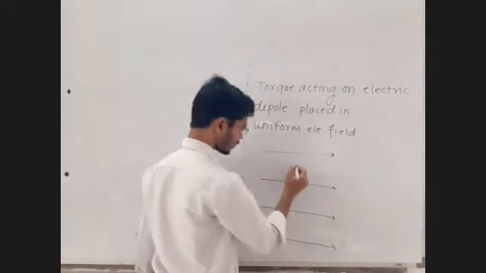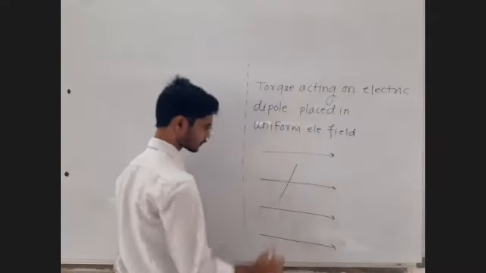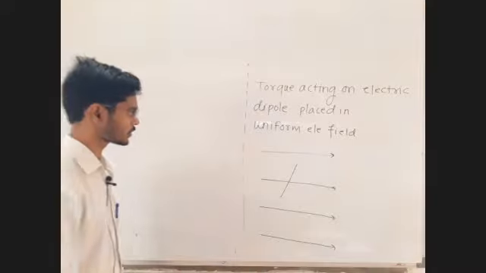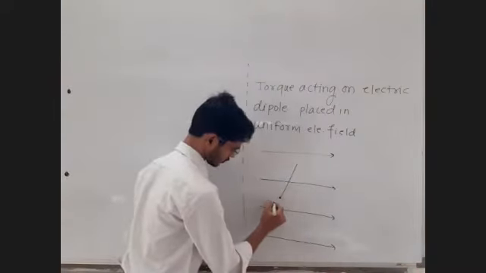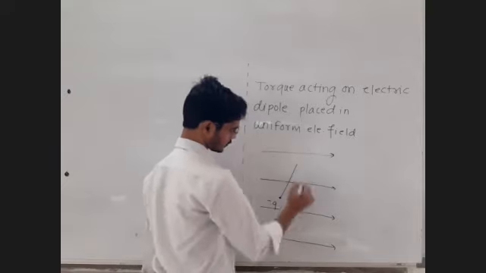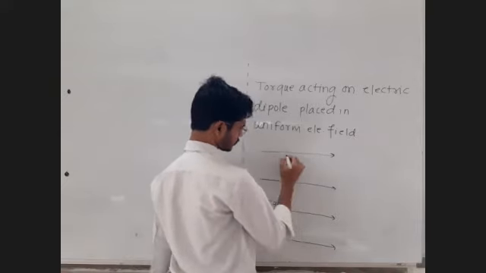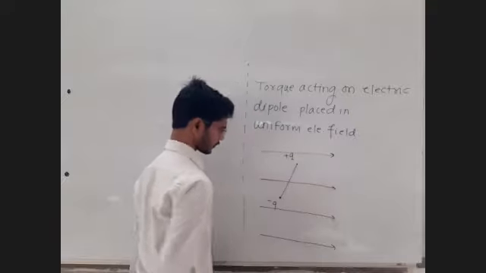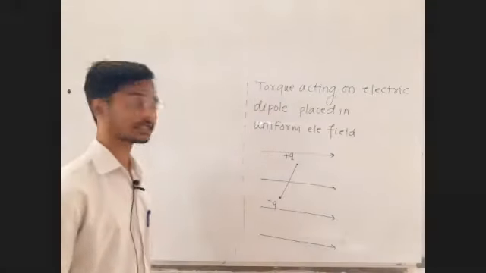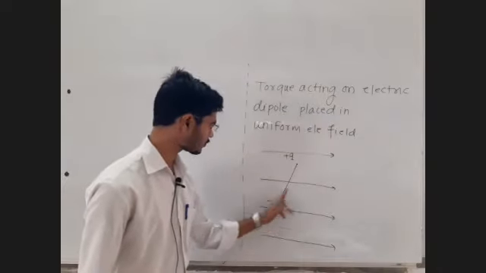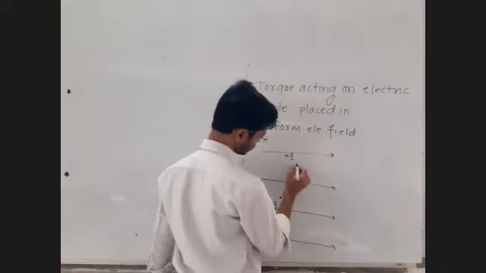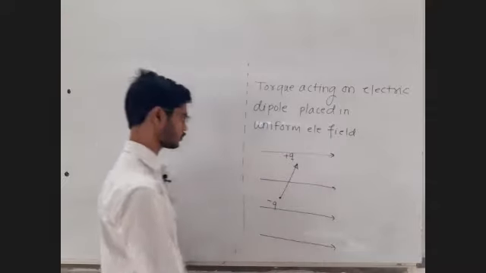Let me draw the dipole here. This is our dipole. Let's say this is the negative charge minus q. Let's say this is the plus charge plus q. Now let me draw the electric dipole moment. Electric dipole moment is p bar. It is always from negative to positive.